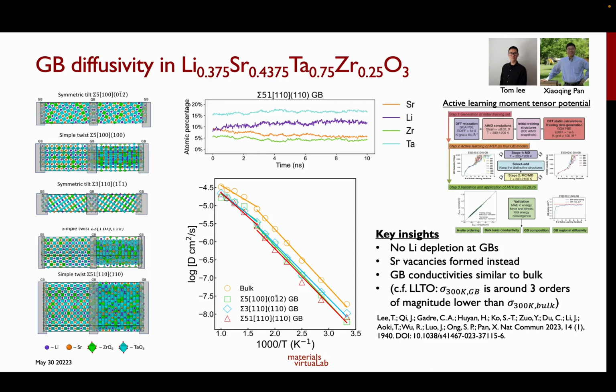The reason why we look at this compound is because it does not contain titanium. So in terms of electrochemical stability, it's actually much better. And it is also known that this LSTZ superionic conductor does not suffer from the same low grain boundary conductivity that is observed in LLTO, okay? Now, with machine learning interatomic potentials, we can do proper grain boundary simulations and try to determine what happens at the grain boundaries of this LSTZ material.